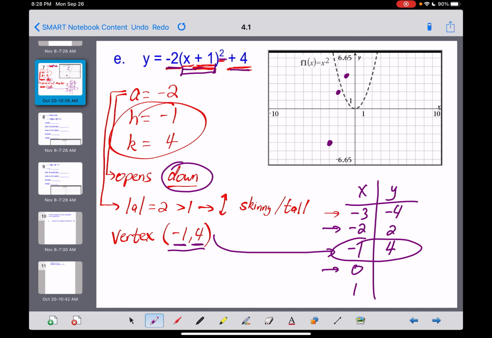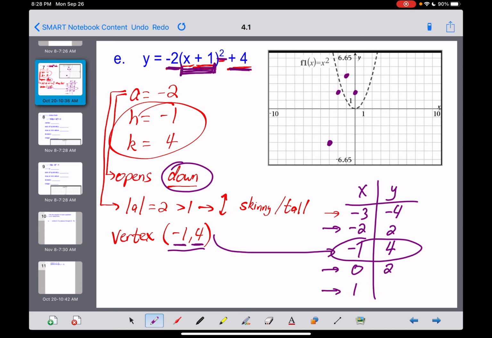Let's try it. 0 plus 1 is 1. Squared is 1. Times -2 is -2. Plus 4 is 2. So we get the point 0, 2 right there. And now let's put in this last value here of 1.